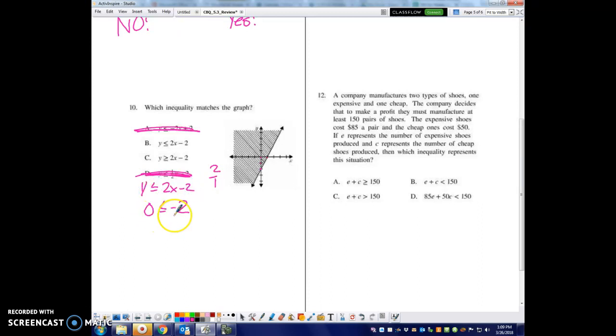Okay. Is this true? Is 0 less than or equal to -2? No, 0 is bigger. Okay. So that would shade the side without 0, 0. So it's not this one. Y is greater than or equal to 2x minus 2. So 0 is greater than or equal to -2. Is that true? Yes, it is. So we shade the side with 0, 0.